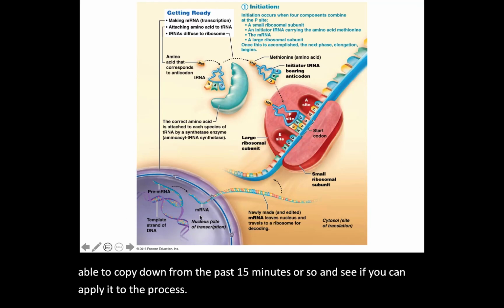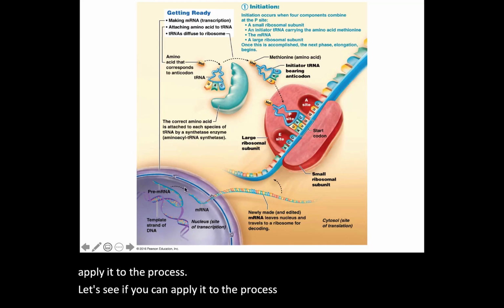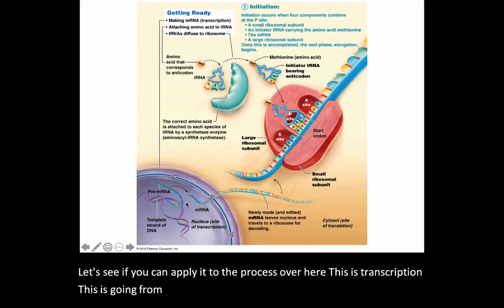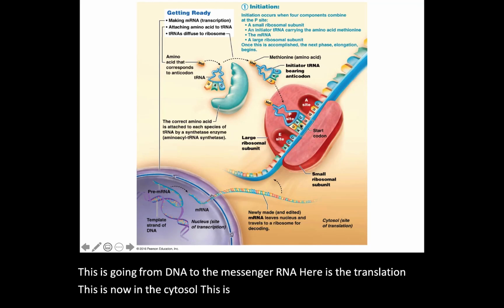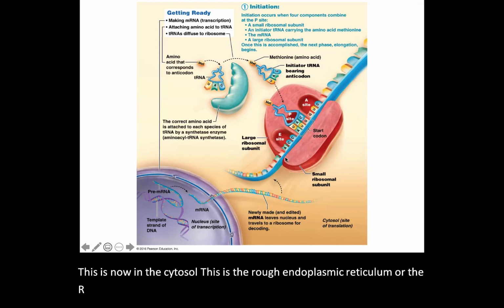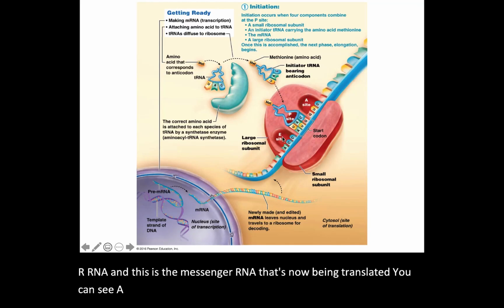See if you can apply it to the process. So over here, this is transcription. This is going from DNA to the messenger RNA. Right? Here is the translation. This is now in the cytosol. This is the rough endoplasmic reticulum, or the rRNA. And this is the messenger RNA that's now being translated. Right? You can see the A site, the P site, and the E site there.